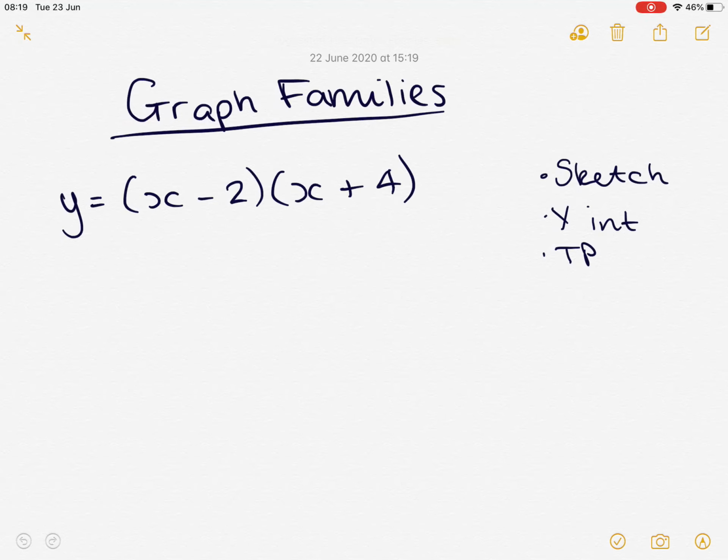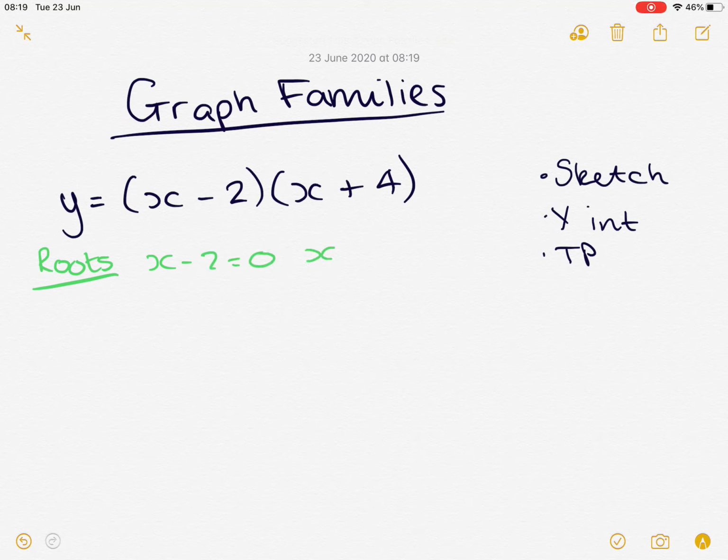Okay, so we're just going to have a little look at families of graphs. So in National 5, you would have had a look at sketching the graph y equals (x take away 2)(x plus 4). Maybe not that specific one, but you would have looked at that type. So for us to sketch it, we would get our roots. Alright, so that is when we would solve it.